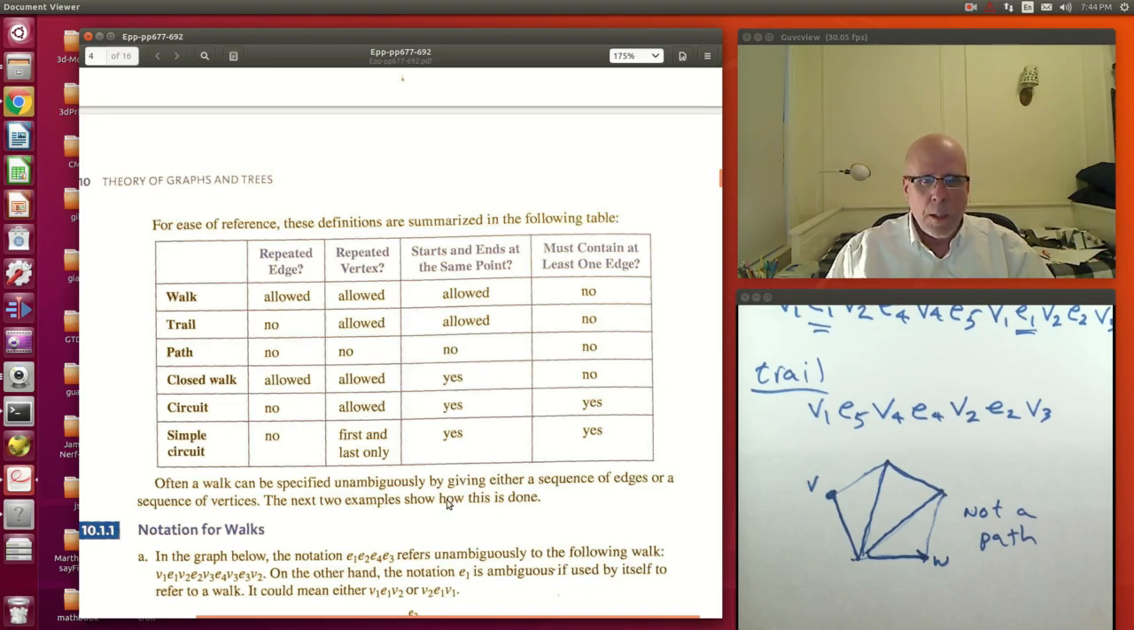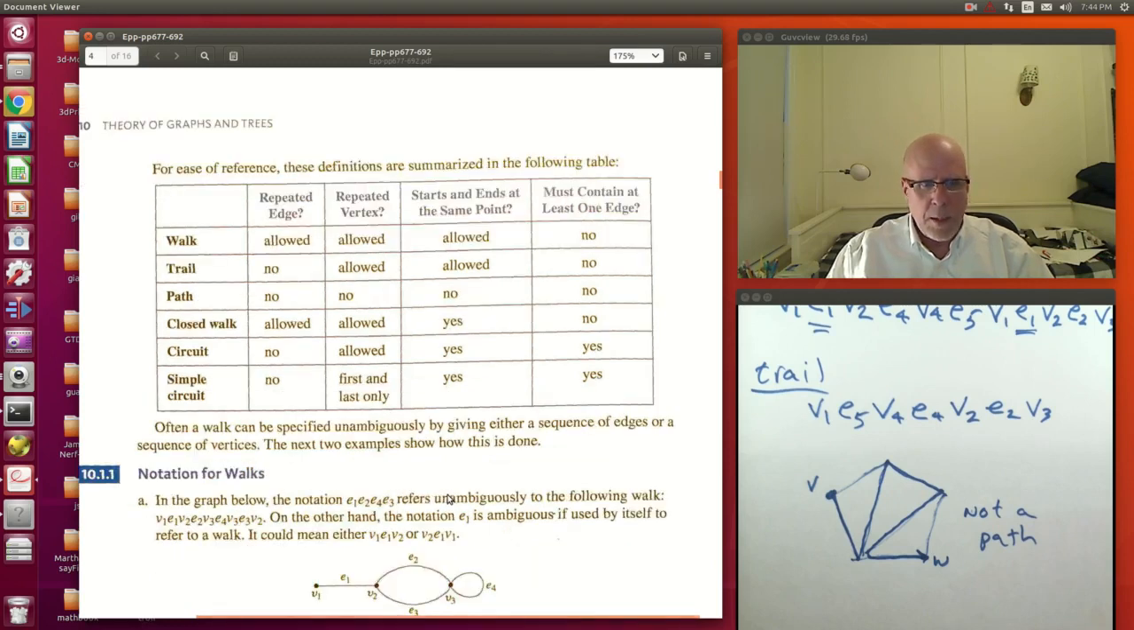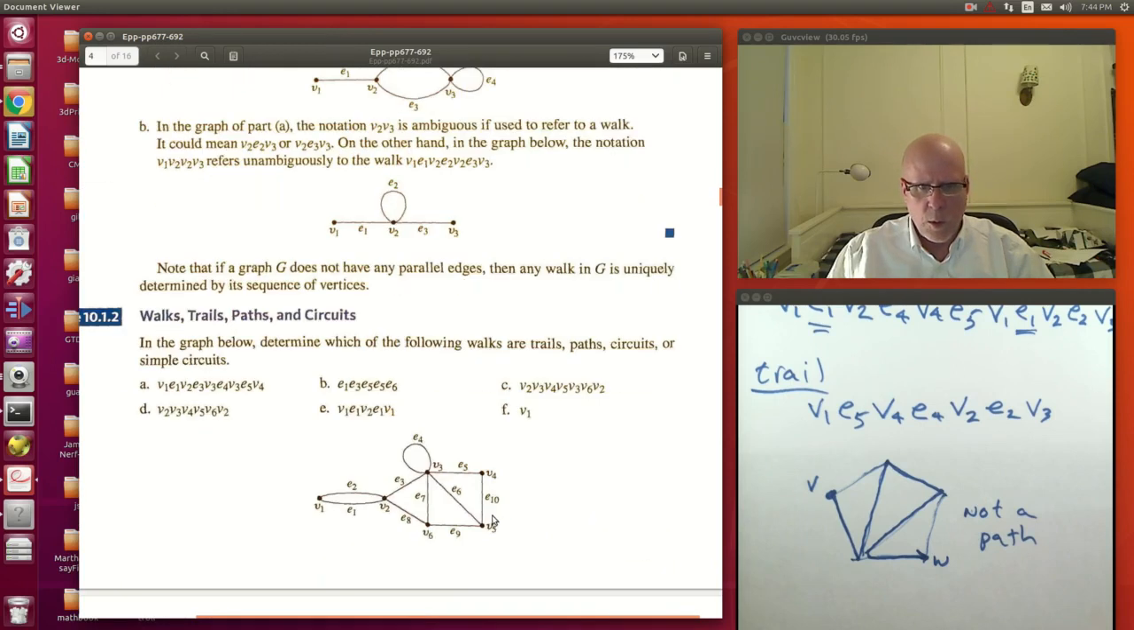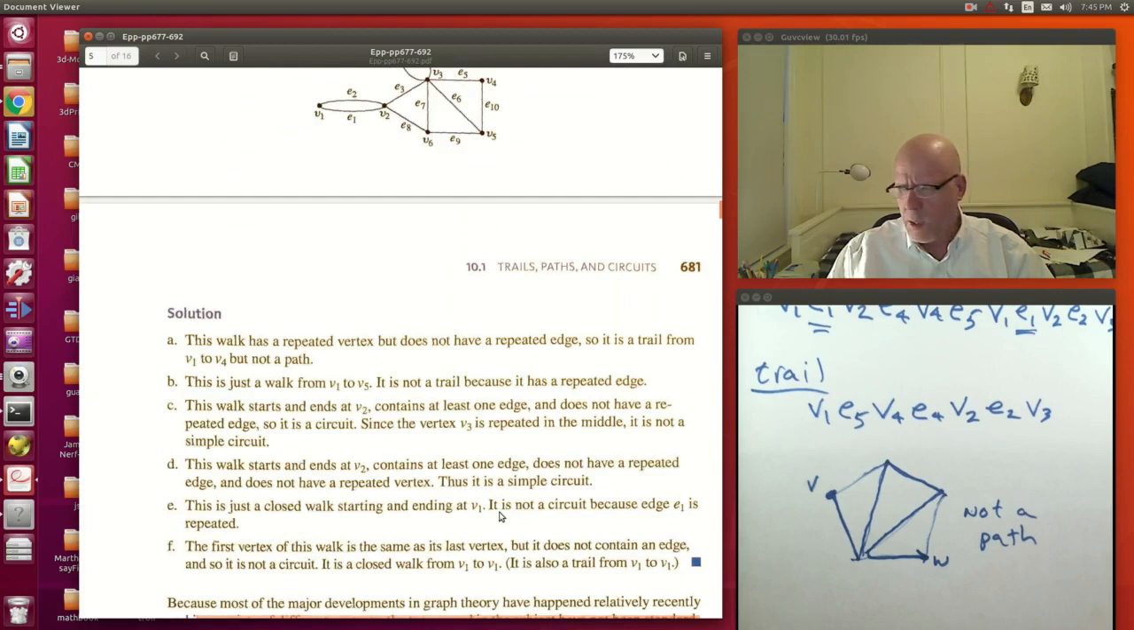Okay, so let's get into the general question of Euler. What he was asking about was, is there a closed walk that goes through the edges of the graph for Königsberg and covers all of those edges? Could this be a simple circuit? No. Why not? Think about this.